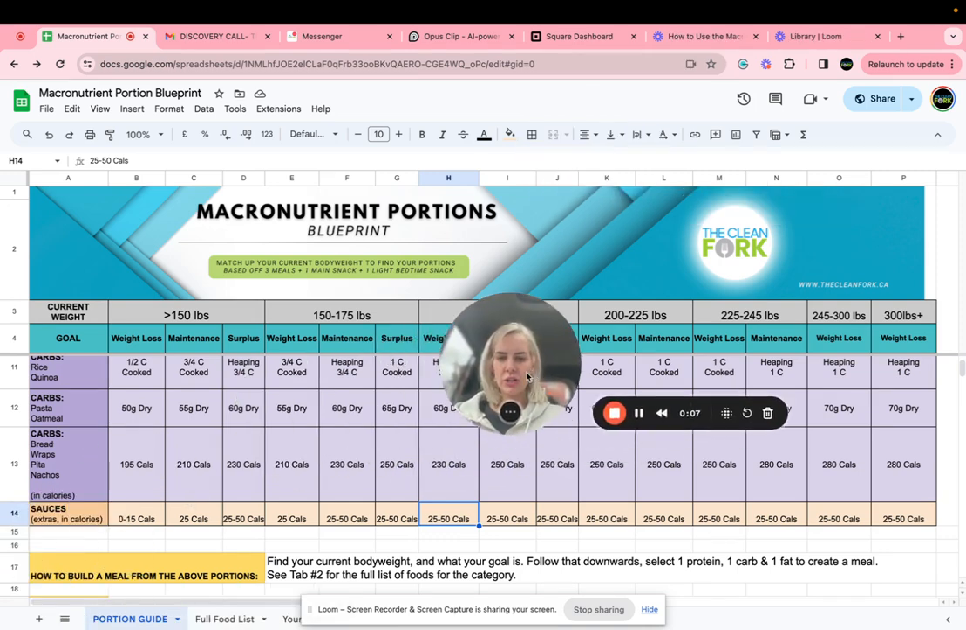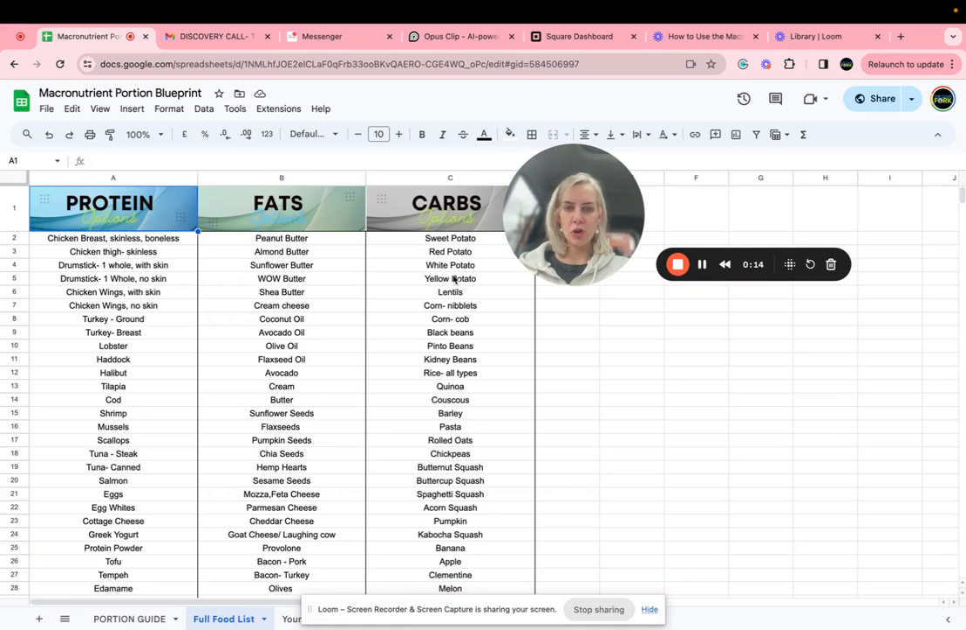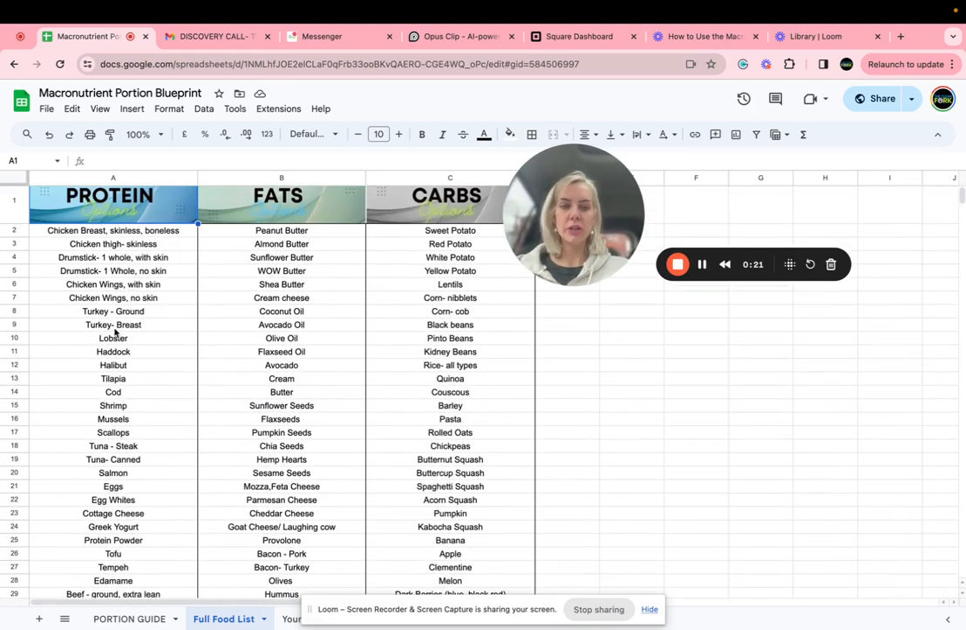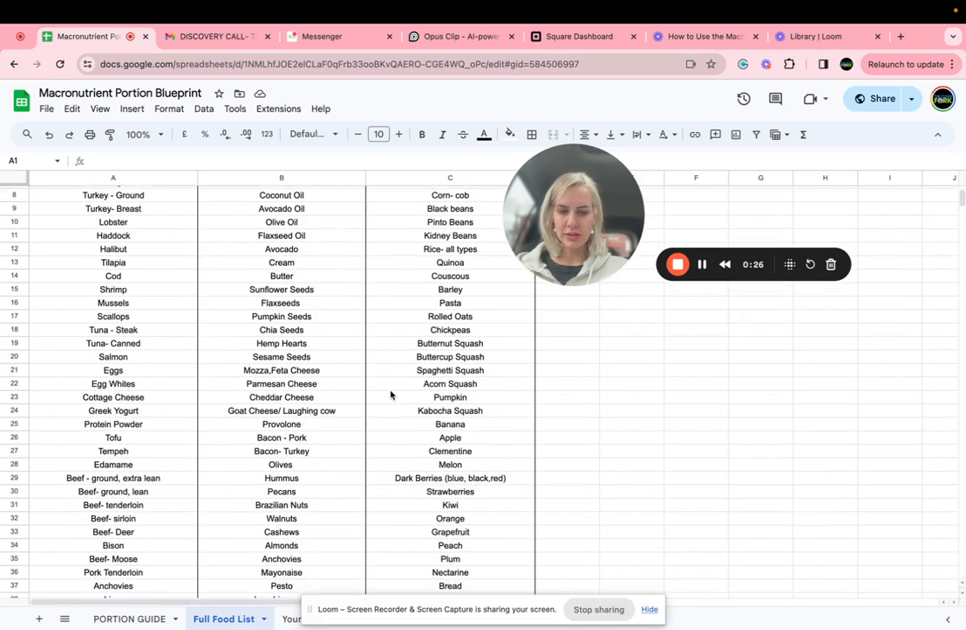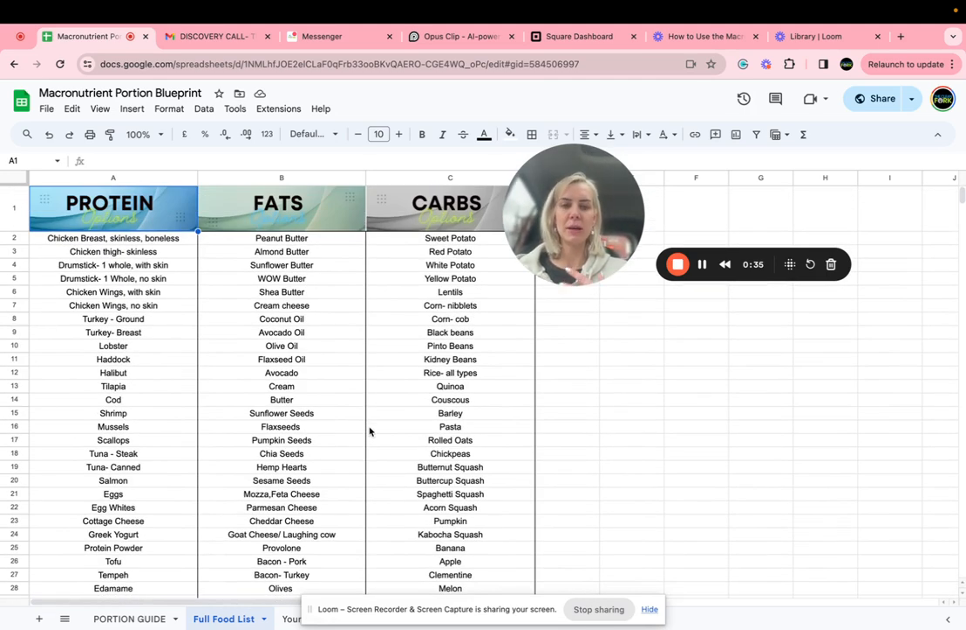Next, there are a couple of extra tabs at the bottom that you can use. There's a full food list here to help you plan what to make, with all the different types of proteins, fats, and carbs used in your portion guide. To give you an idea of how to put meals together, you could do chicken quesadillas, beef tacos, or fish tacos. You can figure all of that out by looking at food and sectioning it off into what's protein, what's fats, and what's carbs.